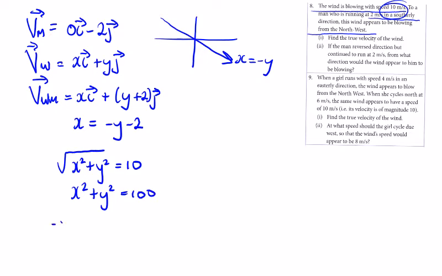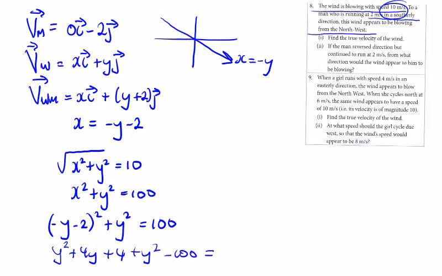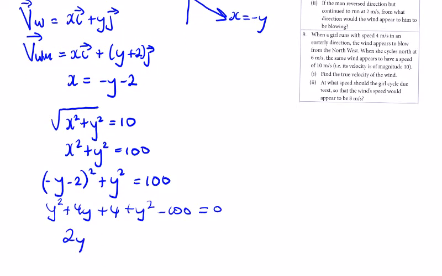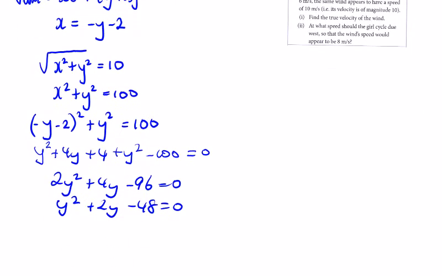Putting x in as minus y minus 2. Well, they're all minuses, the same as having a positive. Y minus 2 to be squared plus y squared is equal to 100. So y squared plus 4y plus 4 plus y squared minus 100 is equal to 0. 2y squared plus 4y minus 96 is equal to 0. We've seen this already. Y squared plus 2y minus 48 is equal to 0. So we have y plus 8 by y minus 6 equals 0.